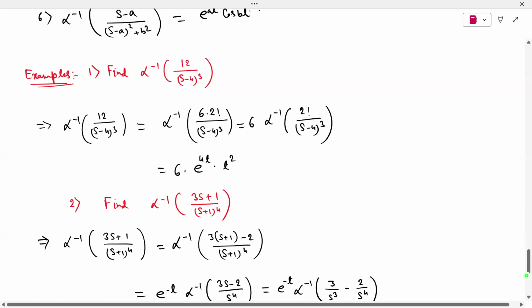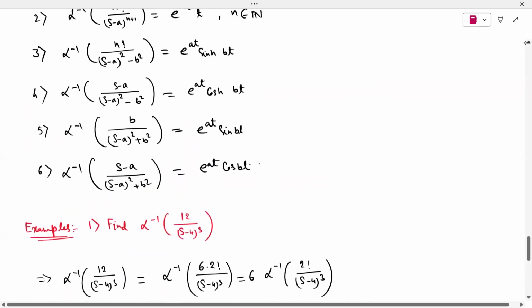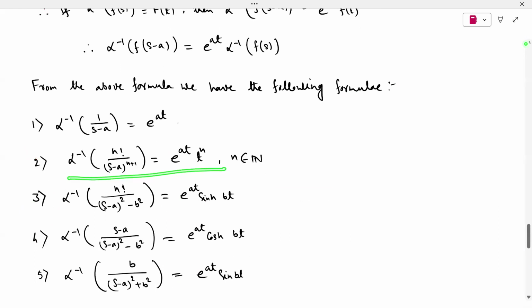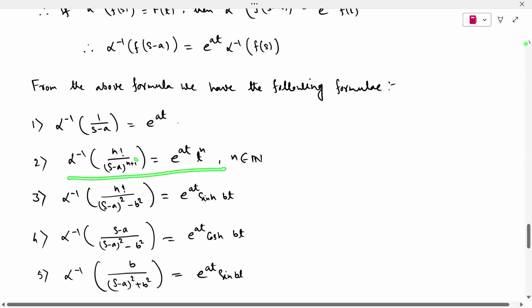So write this L inverse of 12 by s minus 4 whole cube is equal to L inverse. This can be written as 6 into factorial 2. Why factorial 2? Because look, we are using this formula. If you see the above, here is this formula. So this is already t to the power n form. This is s minus a to the power n plus 1 form. So use this formula. So e to the power at will come out and t to the power n.